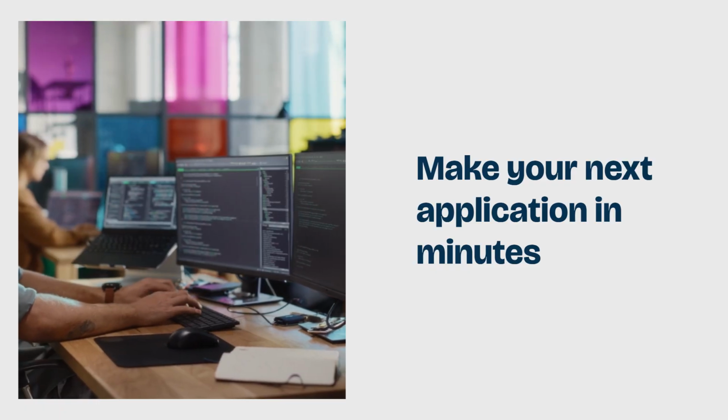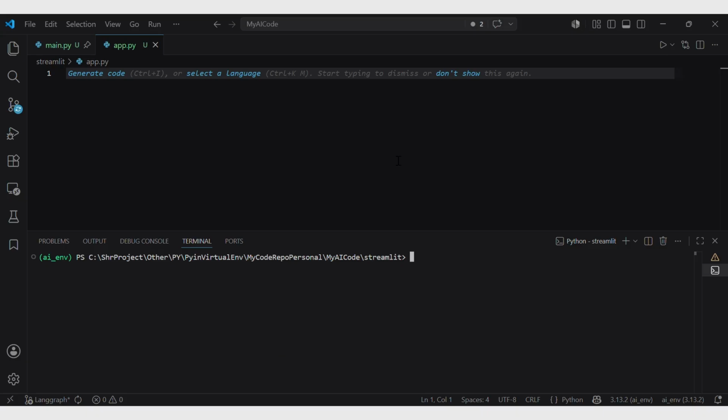Let's see a practical example in Visual Studio Code. First, we need to install Streamlit because it doesn't come with Python by default. We can do that using the command pip install streamlit.